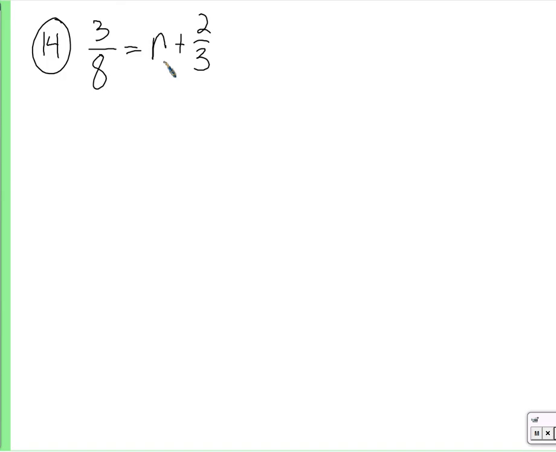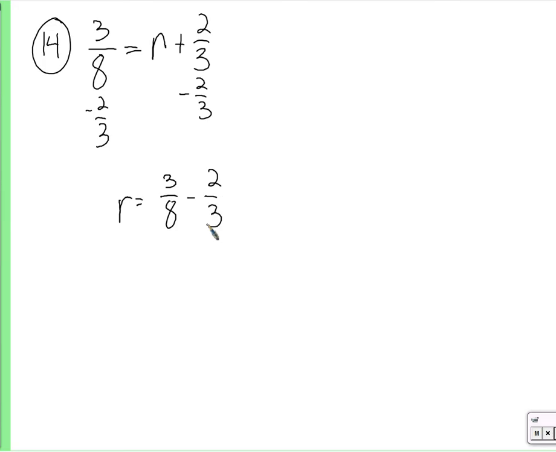Charlie? You're going to subtract 2/3 from each side. Subtract 2/3. Good. That has to happen. If I don't subtract 2/3, then there will be 2/3 there, and I'll never know what r is. Subtracting 2/3 has to happen. Now, actually doing that requires a little more thought. Because now we have 3/8 minus 2/3.